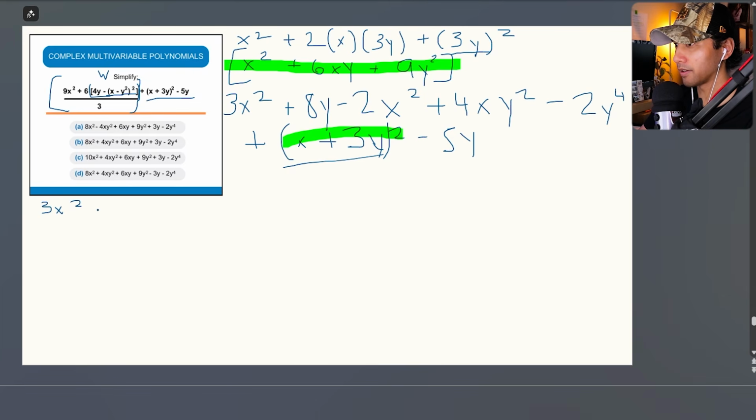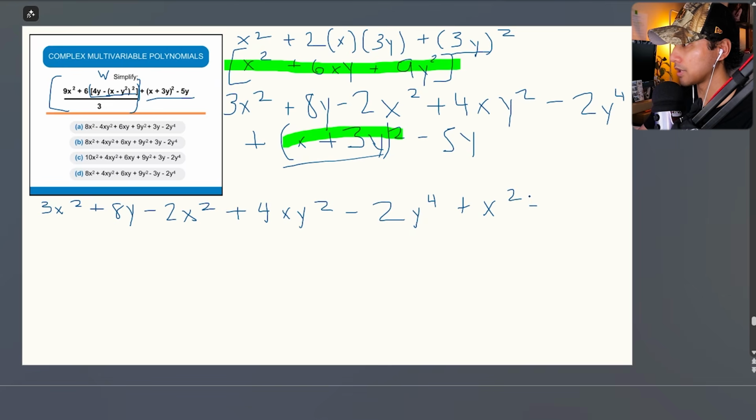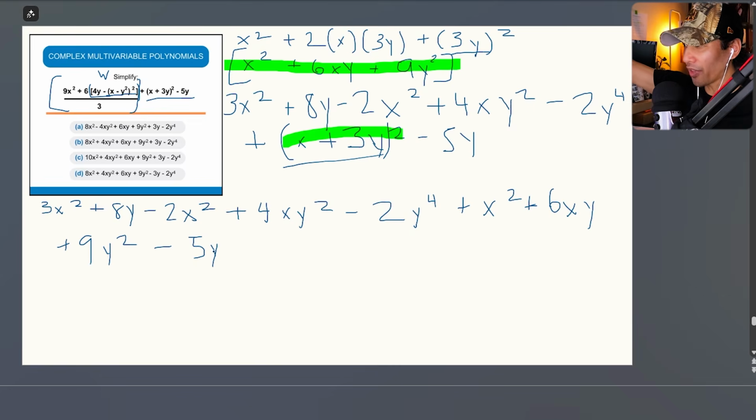3x squared plus 8y minus 2x squared plus 4xy squared minus 2y to the fourth plus, I'm going to substitute everything out, x squared plus 6xy plus 9y squared minus 5y. Now, finally, after all of that, we could combine like terms.